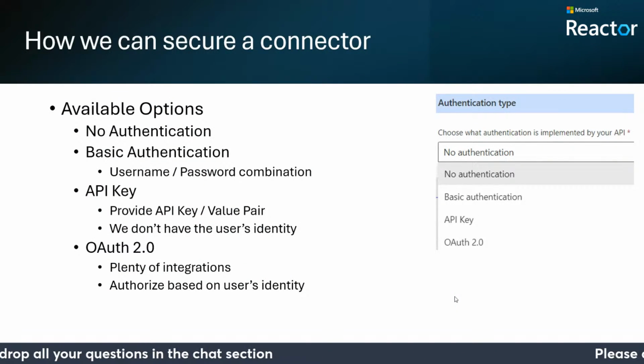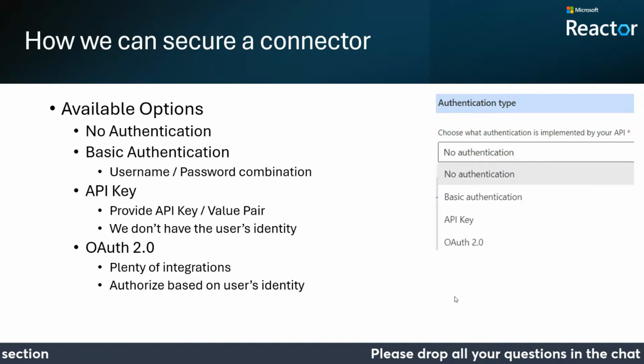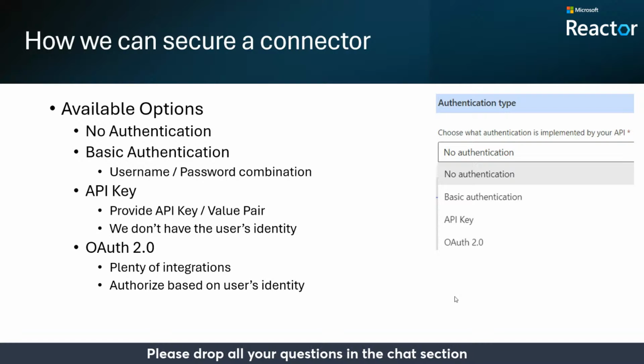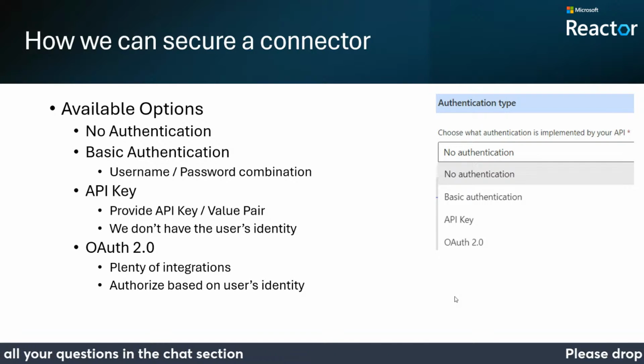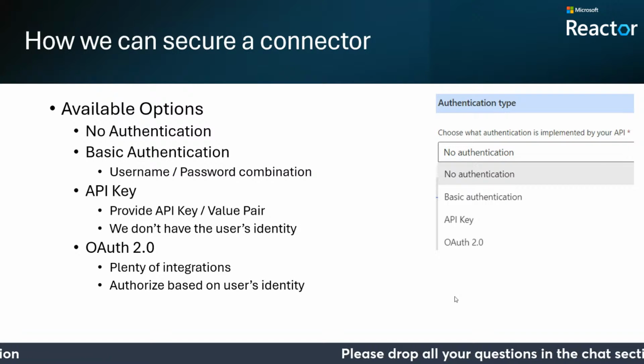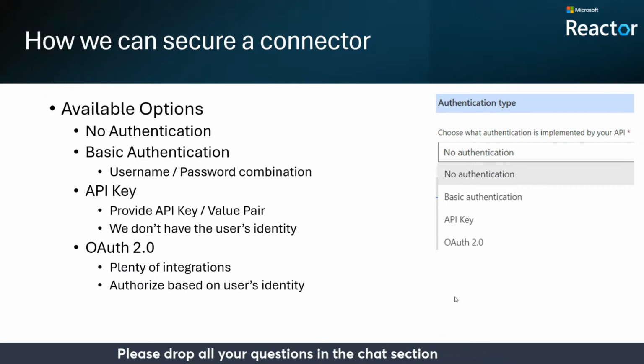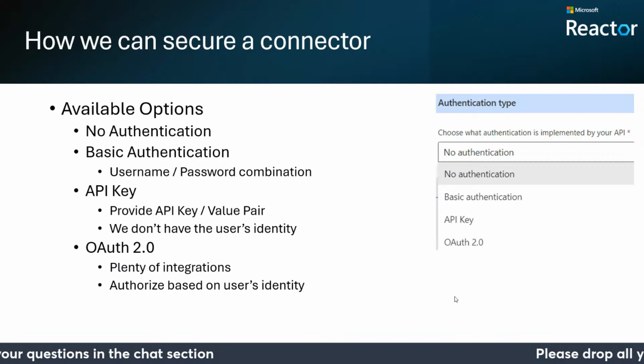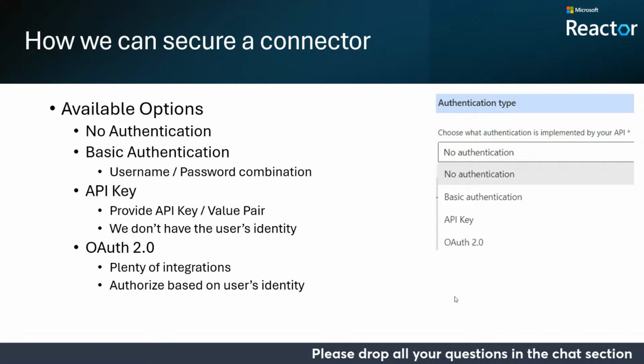So in the past two demos, we have used the authentication type as no authentication. There are various ways to secure your connector. One way is no authentication, that is, there will not be any protection. But in your real world scenarios, you won't be publishing the API without any authentication. There may be some public services like getting the weather forecast where we can have no authentication. But in your real life cases, it is not going to be the case.